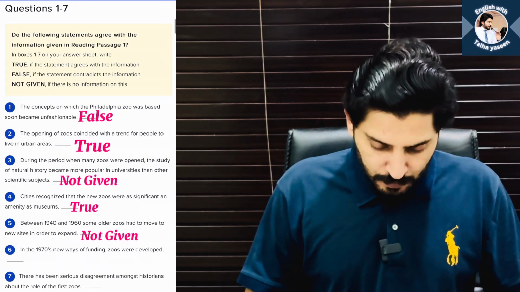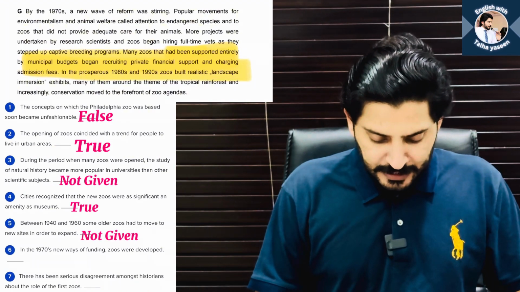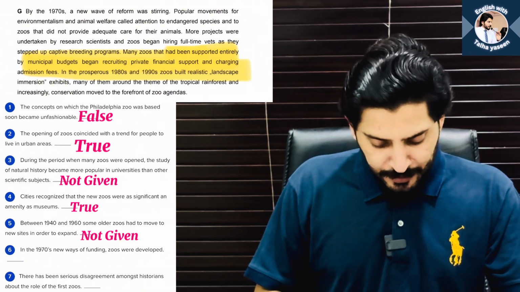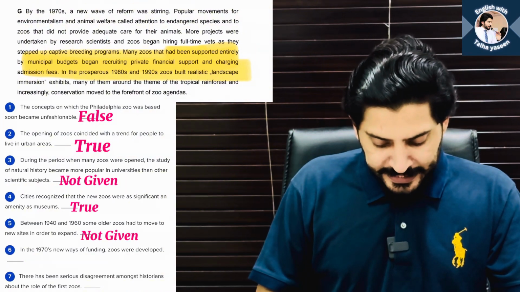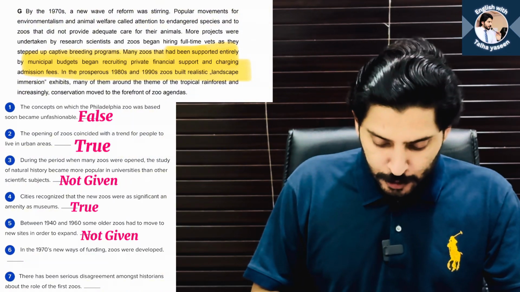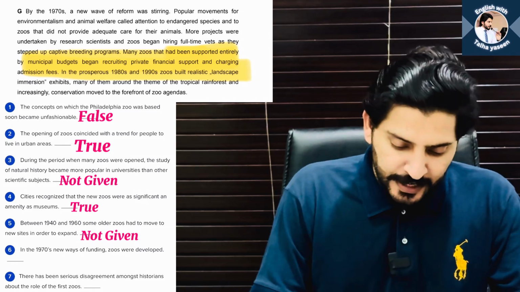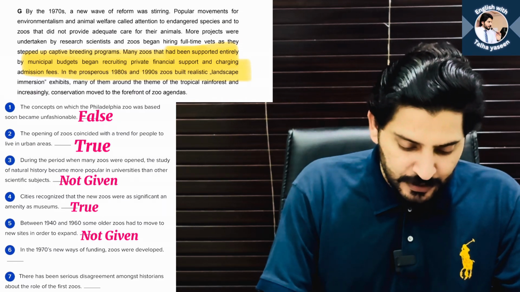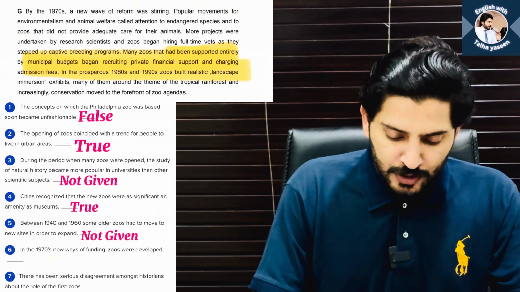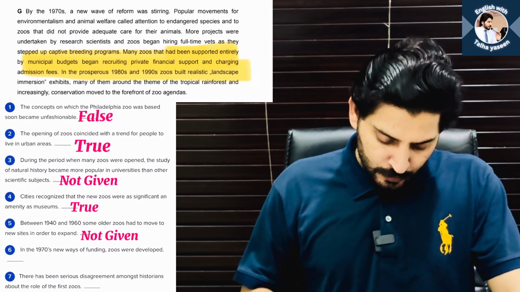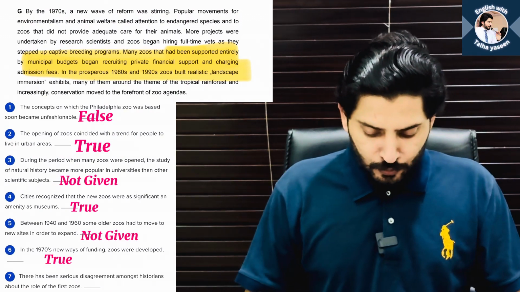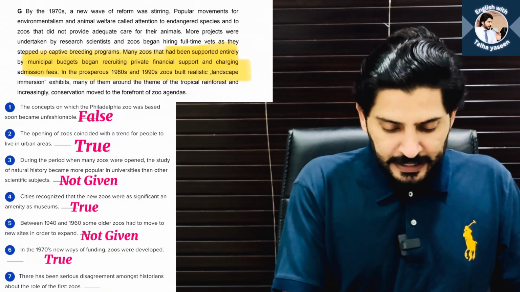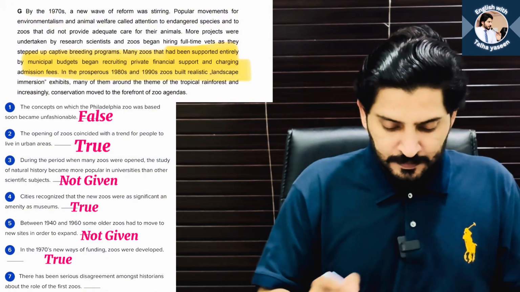Yes, in passage G. By the 1970s, a new wave of reform was stirring. Popular movements for environmentalism and animal welfare called attention to endangered species and to zoos that did not provide adequate care for their animals. Many zoos that had been supported entirely by municipal budgets began recruiting private financial support and charging admission fees. So this is true. In the 1970s, new ways of funding zoos were developed. These are the ways: private support and charging admission fees.